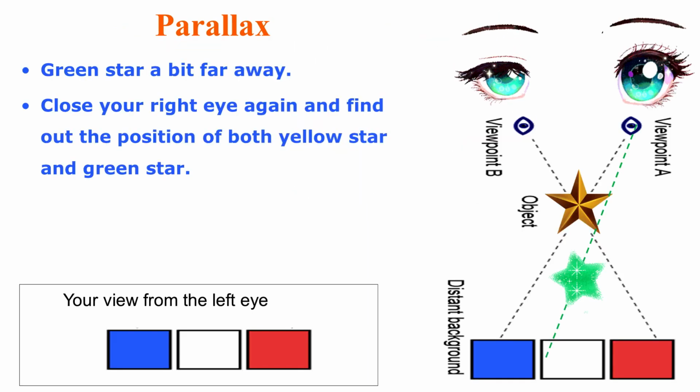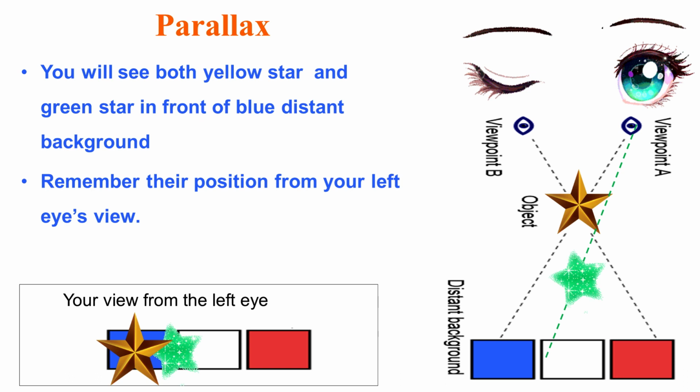Now we have one more star, a pretty shining, glittering green star. But this green star is located a bit farther away from you. Close your right eye again and find out the position of both yellow star and green star. You will see both yellow star and green star like this in front of blue distant background. Remember their position from your left eye's view.